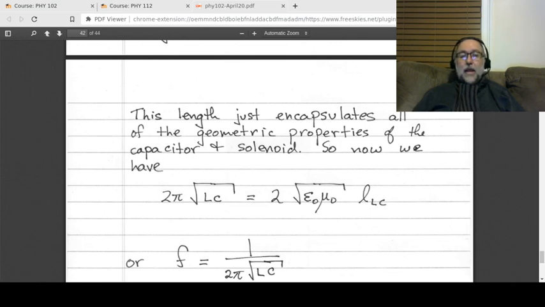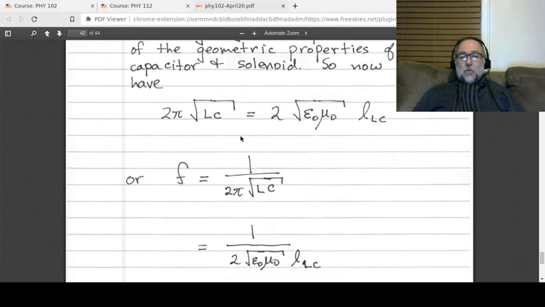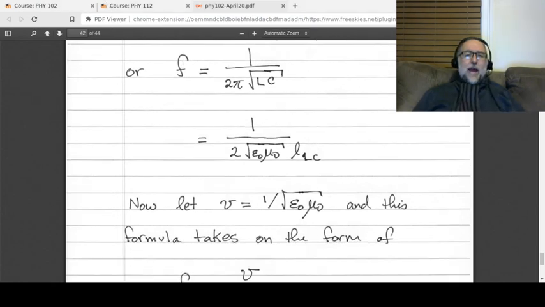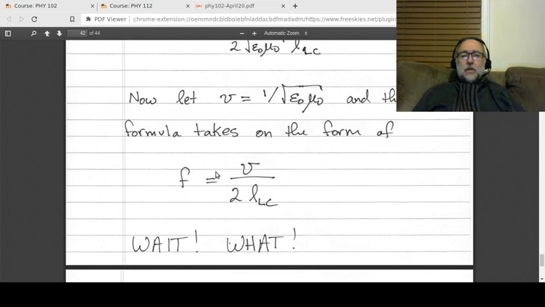Okay, and if we put that into this equation here, we get 1 over 2 square root of epsilon naught mu naught times LC. And now, I know this is a little bit long, but we're almost done. Now I'm going to say, let me think of this 1 over the square root of epsilon naught mu naught as a v, like some velocity. Well, if I do that, look at what this becomes. This equation becomes F is equal to V over 2 times that characteristic length.